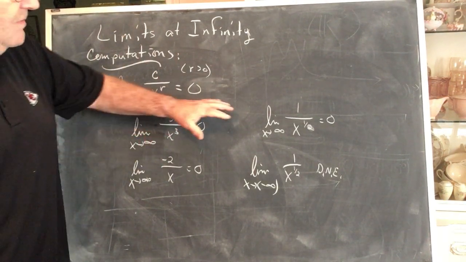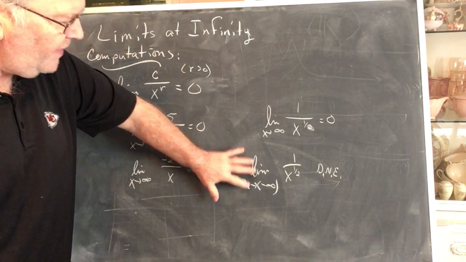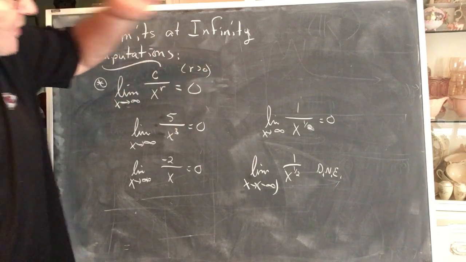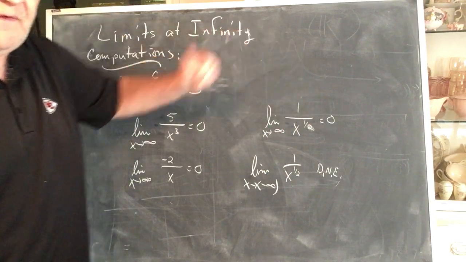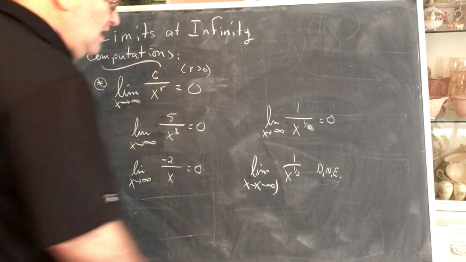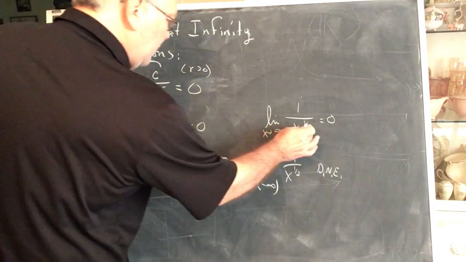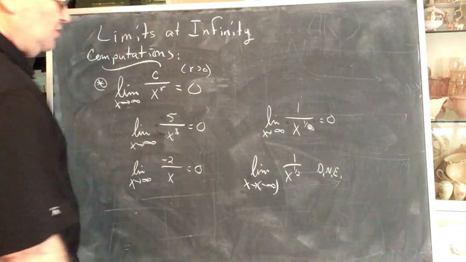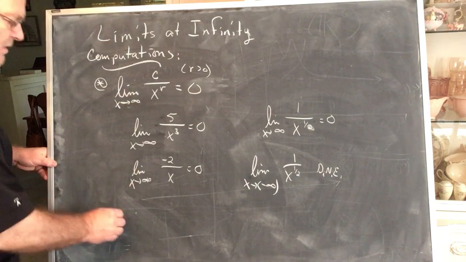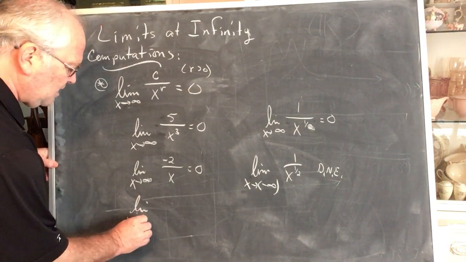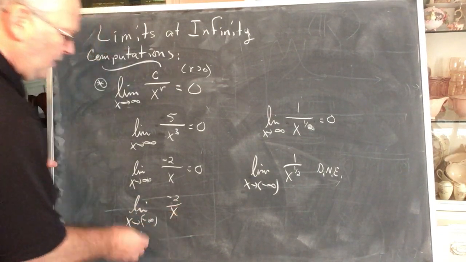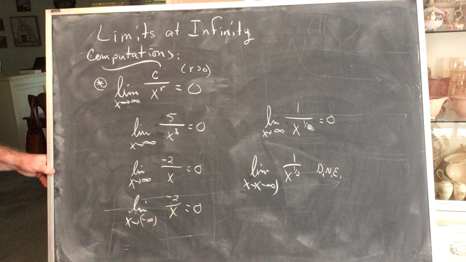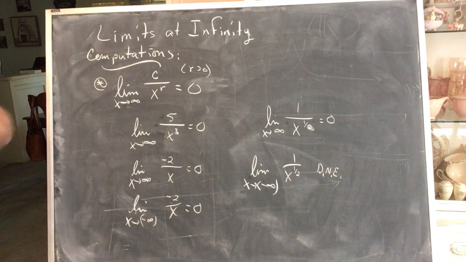The requirement is, as x goes to negative infinity, the same theorem holds. However, the function must be defined. You're not allowed to take square roots of negative numbers, and so this is undefined to begin with. So assuming that x to the r is defined, it is also true if you're approaching negative infinity. And so the limit as x goes to negative infinity of negative 2 over x, the same function, is still equal to 0. The only time it would not be true is if the function is not defined for negative x values.